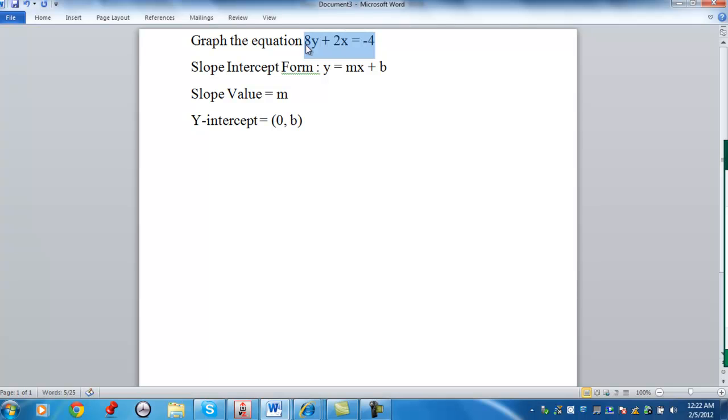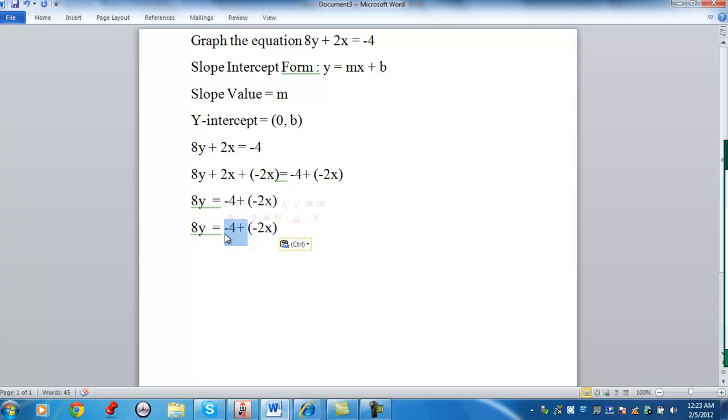So taking this equation right here, 8y plus 2x equals 4. If I wanted to write the equation in slope-intercept form, I would need to solve for y. First thing I need to do is get the 8y by itself. That means I need to get rid of the 2x. What I can do is add a negative 2x to both sides of the equation. On the left-hand side, the 2x's are going to cancel out, which will leave me with just 8y equals 4 plus negative 2x, which is the same as negative 2x plus 4, using the commutative property to switch the two numbers around.